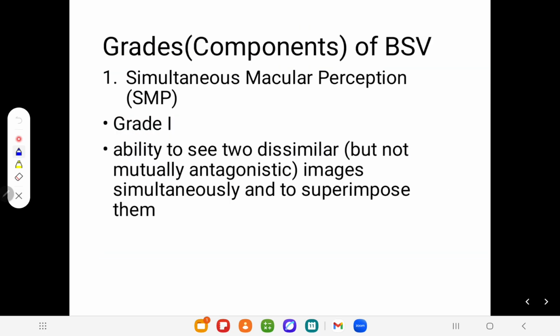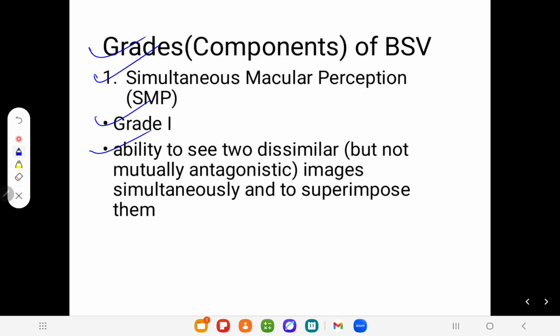So basically, now talking about grades of binocular vision, it's very important to talk about grades of binocular vision whenever we talk about the theory of binocular vision. We have to talk about grades of binocular vision, and then we have to talk about a few important terms, like corresponding points, Panum's fusional area, horopter, and then the answer is completed. Okay, so there are three grades of binocular vision: simultaneous macular perception, fusion, and stereopsis.